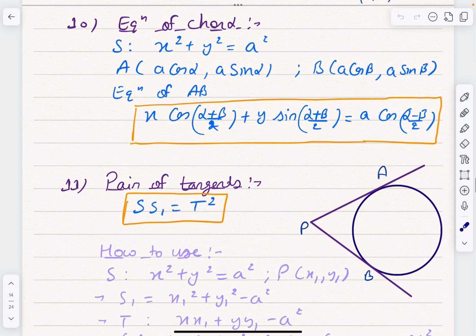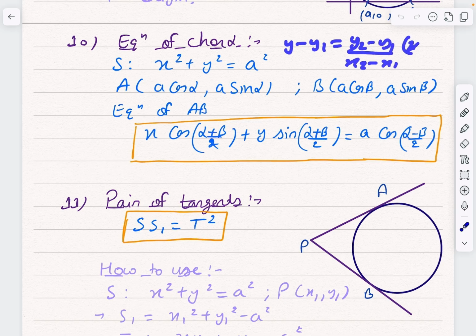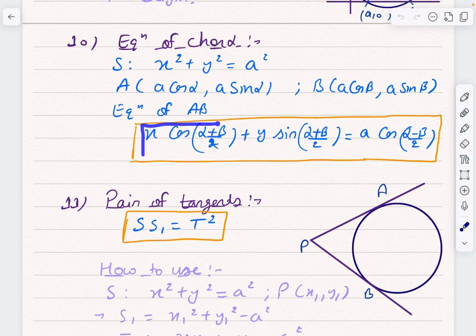Next, equation of chords. So if we have a circle x square plus y square equal to a square, we take 2 points in parametric form, a cos alpha, a sin alpha, and a cos beta, a sin beta. The equation of AB. Okay, you know how to find a line passing through 2 points: y minus y1 is equal to (y2 minus y1) by (x2 minus x1) times (x minus x1). If we use that on these 2 points, after simplification, we get something like this: x cos((alpha plus beta)/2) plus y sin((alpha plus beta)/2) is equal to a cos((alpha minus beta)/2).